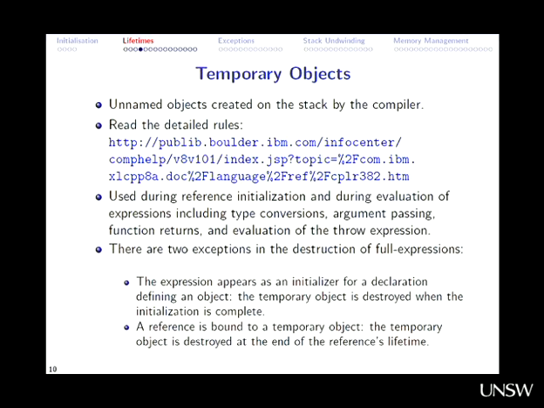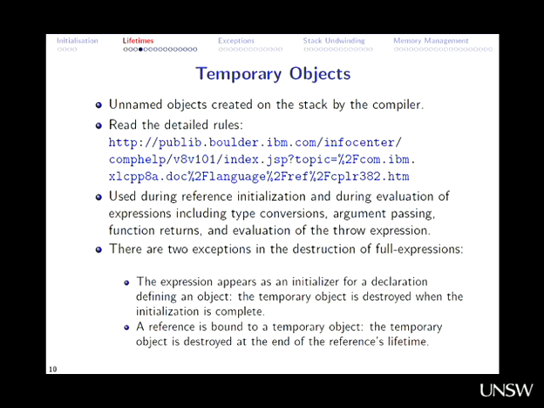This slide is a whole lot of text. It was a whole lot more text until I took a whole lot of text off this slide, okay? But this is important. Okay? We've just looked at local objects. Local objects are named objects that are determined by yourself, okay? But their lifetimes are determined by their scope. Temporary objects are different. Temporary objects are unnamed objects created on the stack by the compiler.